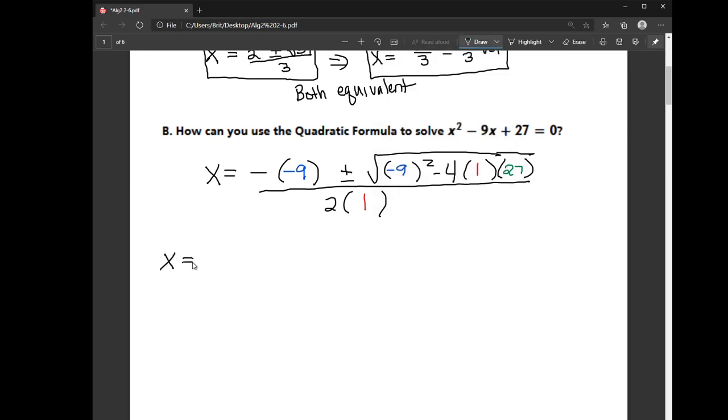So remember, we're going to want to simplify -9, it turns to a +9. And 2 times 1 is 2. So then we just need the stuff from the radical.